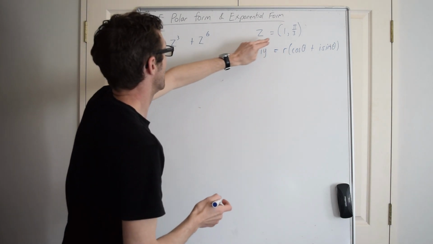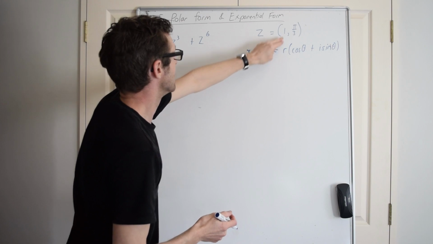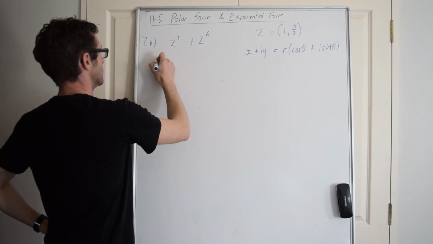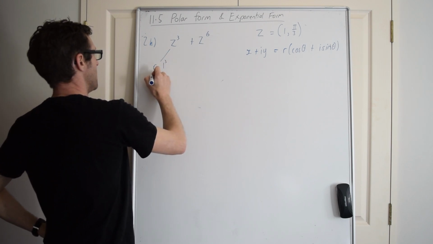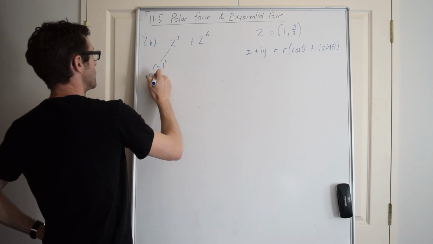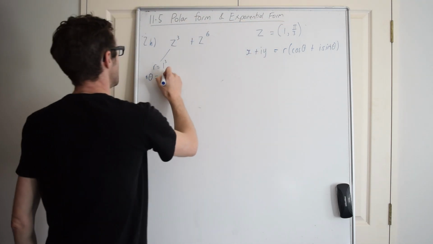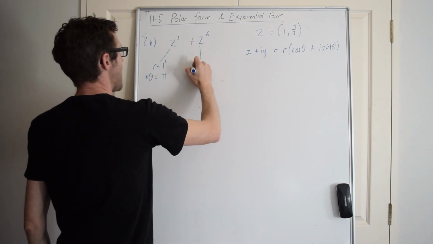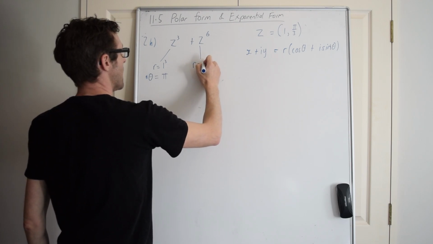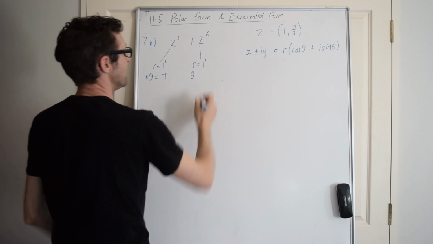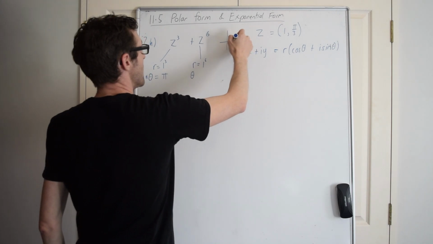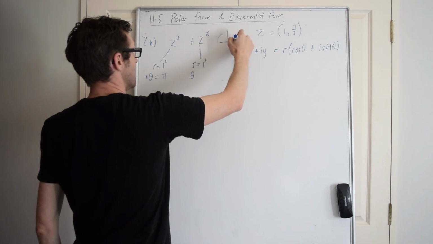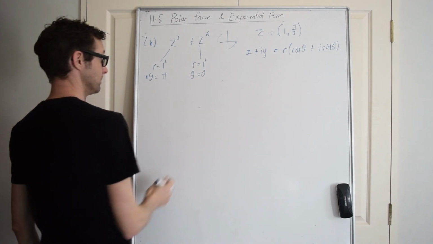So I know that for z cubed, r is 1 cubed, and so that's the modulus, and theta is going to be 3 times this, which is pi. For this one, r to the 6 will be 1 to the 6, which is 1, and theta will be 6 times this, which is 2 pi. But if you just quickly remind yourself, we're measuring this way, 2 pi takes us right back round there again, so theta is 0.